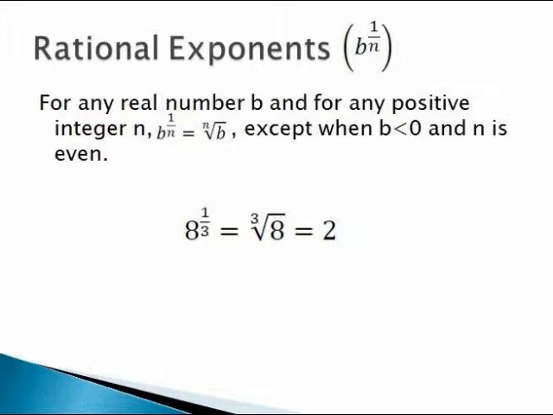So what that looks like is this. 8 to the 1/3 power would be the cube root of 8. Whatever the denominator is in an exponent, that is what root you're taking. And then using your calculator or whatever you've memorized, the cube root of 8 is equal to 2. So for any real number b and for any positive integer n, b to the 1/n is going to be the nth root of b, except when b is less than 0 and n is even. So if it's negative and you're taking an even root, you can't do that. But for the most part, whatever your denominator is, that's what root we're taking.